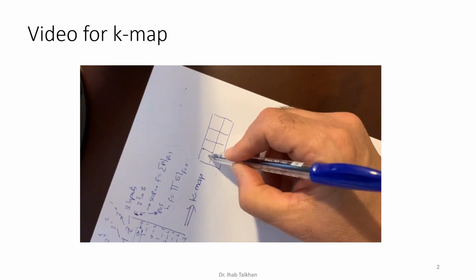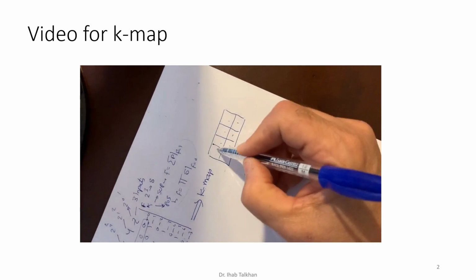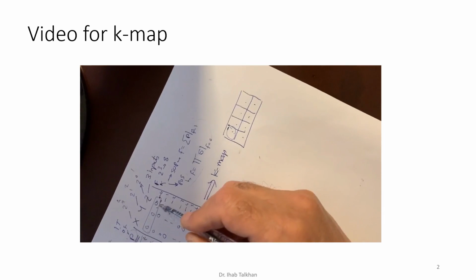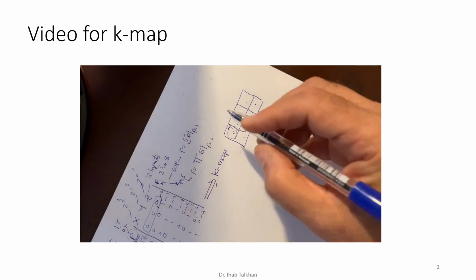This will be 1 2 3 4 5 6 7 8. You have 8 cells here. Each cell corresponds to one row inside the truth table. So each cell corresponds to one row inside the truth table.